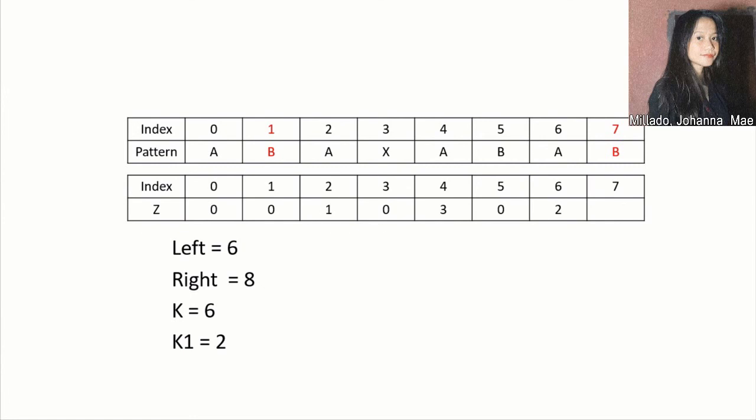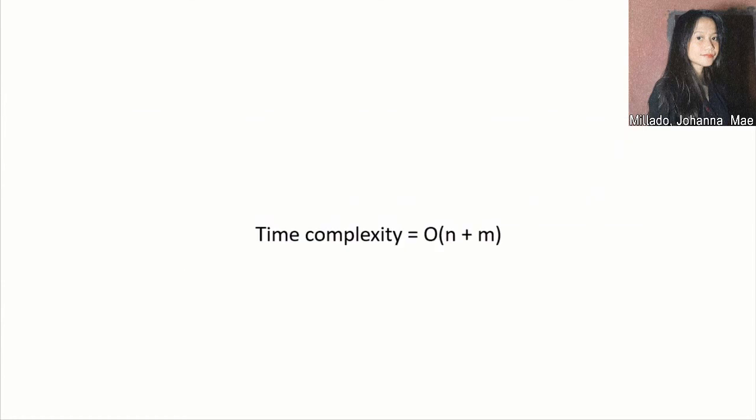Now we will solve for the Z of k. Right minus left, so Z of k becomes 2. Then we decrement right, so it becomes 7 again. Now k becomes 7, and we will solve for k1 again. k minus left is 1. Now we copy the value of Z of k1, which is 0.